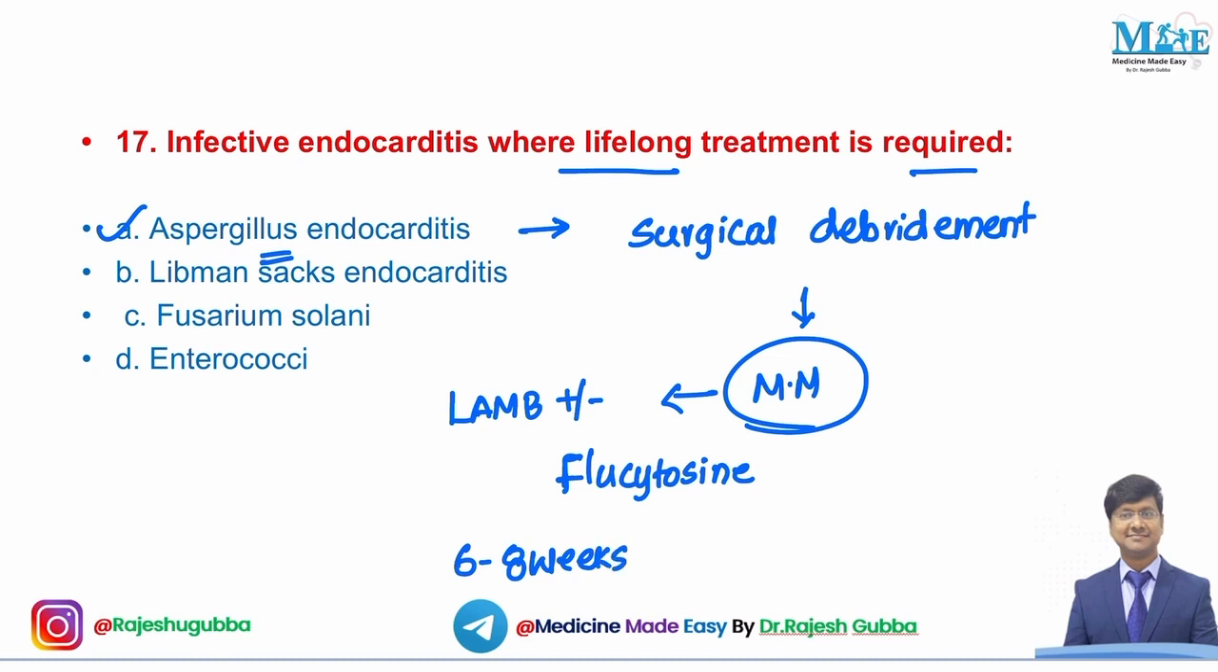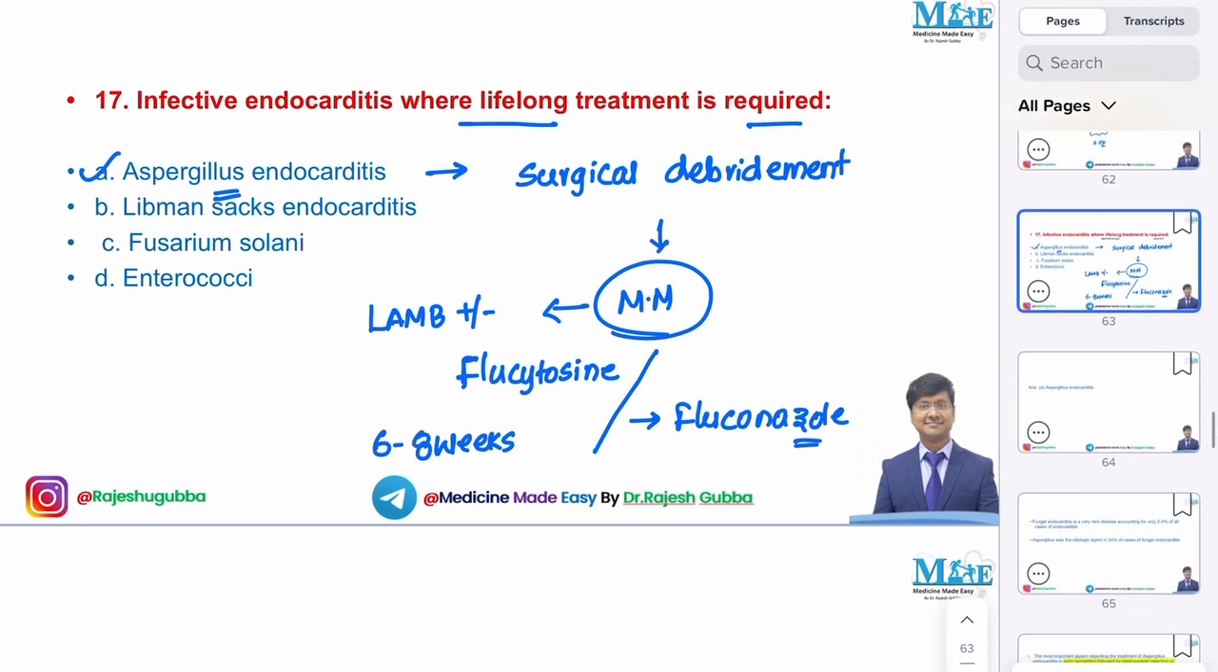The next very important point you need to know is that after these 6 to 8 weeks, the drug that you need to give in these patients is fluconazole. So that is about the treatment of the infective endocarditis. Patients with fungal endocarditis require lifelong treatment because there is an increased chance of recurrence. Next question.